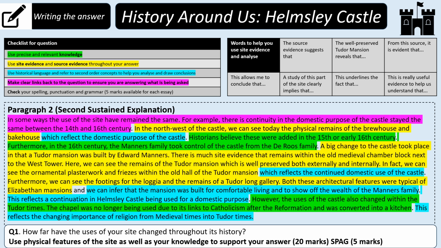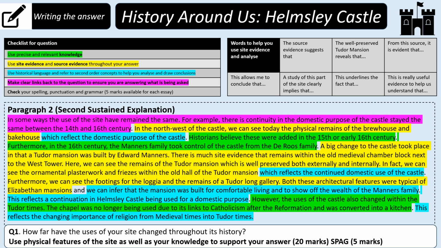A big change to the castle took place in that a Tudor mansion was built by Edward Manners. There is much site evidence that remains within the old medieval chamber block next to the West Tower. Here we can see the remains of the Tudor mansion, which is well preserved both externally and internally. In fact, we can see the ornamental plasterwork and friezes within the old hall of the Tudor mansion, which reflects the continued domestic use of the castle.